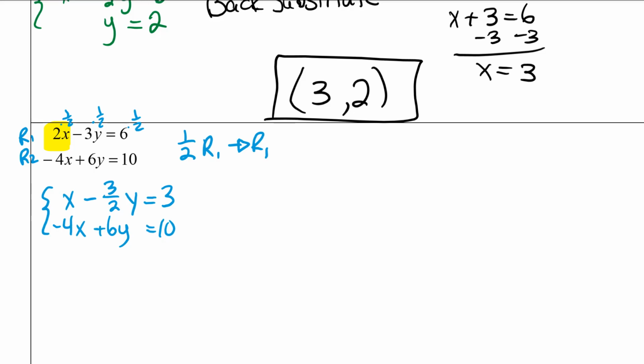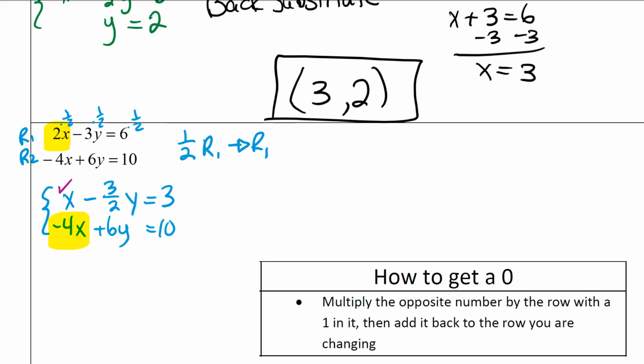Alright, so step 1 is done. I have the 1 where I want it. My next goal is to get a 0 below it. The way I get a 0 below it is I take the opposite of -4. The -4 is negative, so the opposite would be +4, times the row with the 1 in it that I just got, that would be row 1. Add it back to row 2 and put it in row 2. So row 1 is actually going to stay the same.